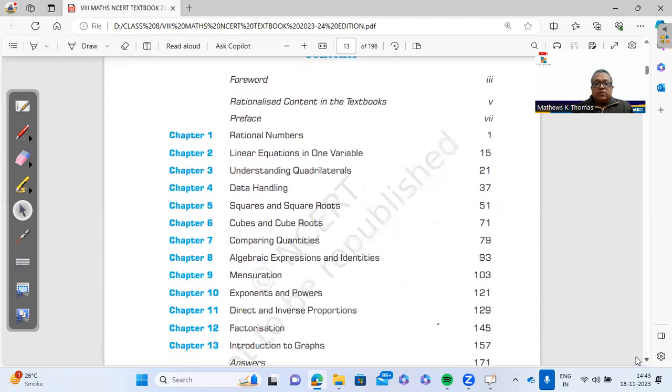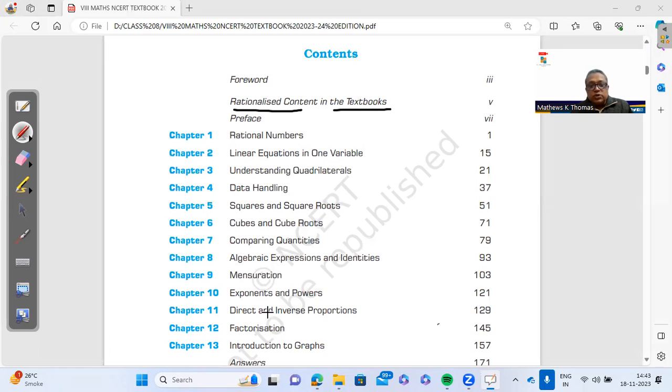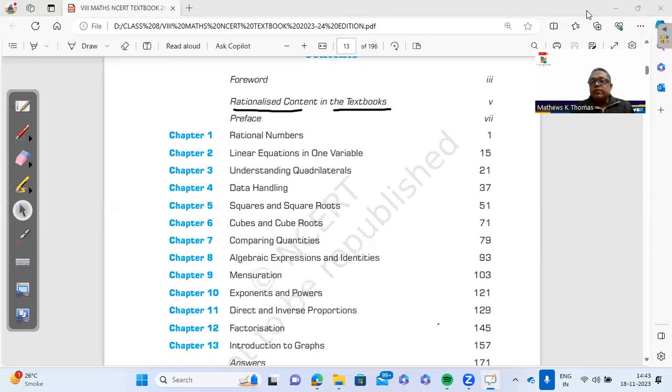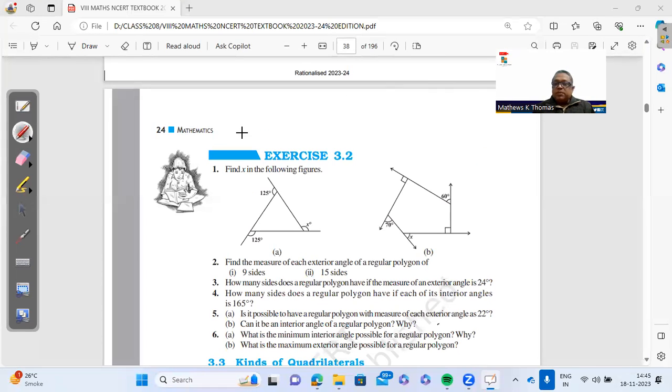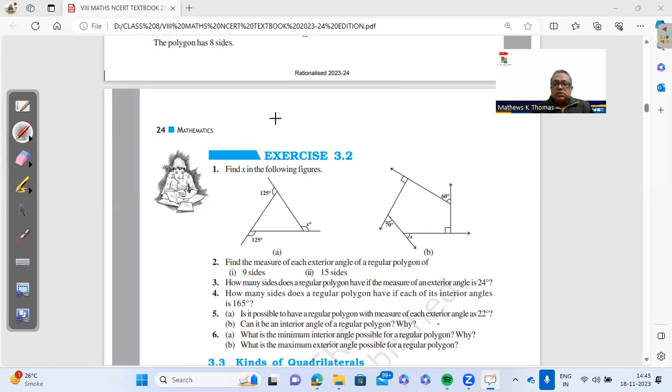This is the syllabus in front of us. As you're seeing, this is the rationalized content. There are two chapters which are deleted. If you compare with the old syllabus, there is no constructions and there is no visualizing solid shapes. So we have only 13 chapters, and I'm going to discuss these chapters. If there are any formulas, we are going to discuss all that in this video, right? Chapters 1 and 2, rational numbers and linear equations, don't have any formulas. You just have to solve using properties. In chapter 3, we have a few formulas which I'm discussing now.